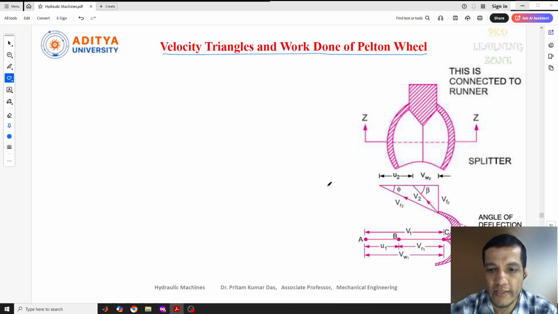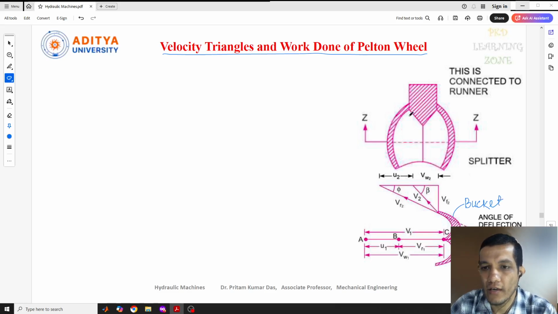Before discussing this, let me tell you how this turbine works and how the impact of water will be on the blade. The velocity triangle will be drawn on the blade, or bucket, you can say. This is the bucket which is fitted on the runner, this is the top view of a bucket, and this is the impact of jets on the bucket.